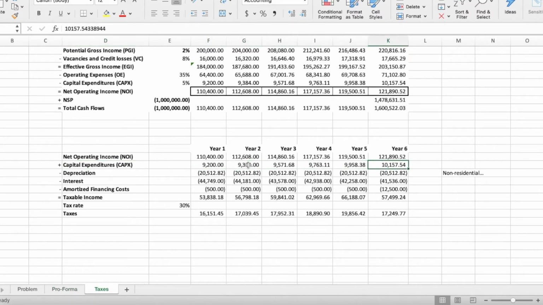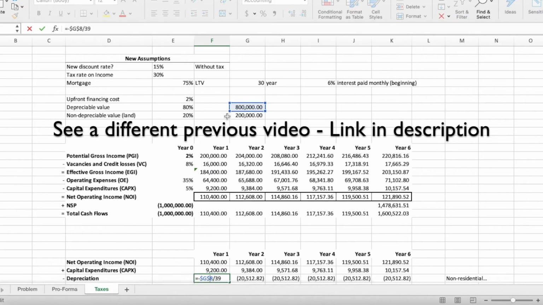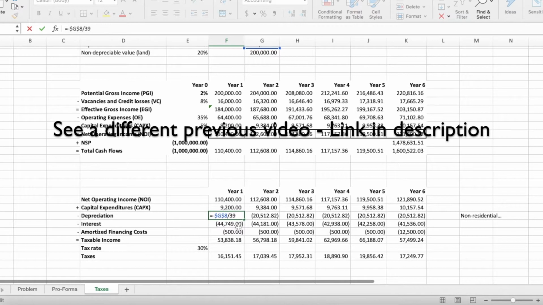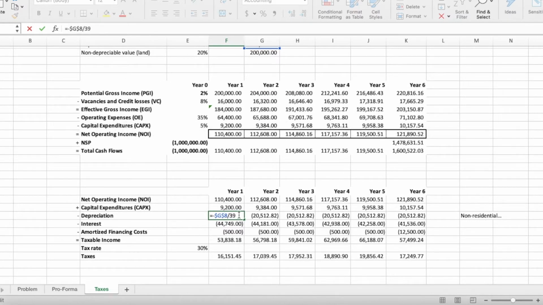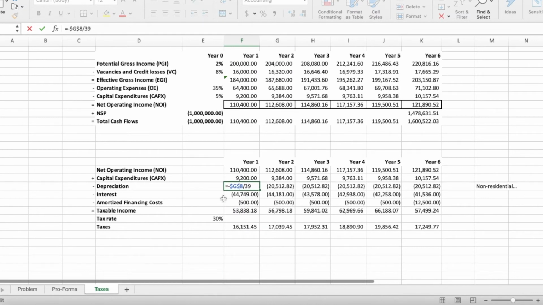Next up, we have to minus depreciation. Since this is an American non-residential mortgage, we will employ the straight line method. With this method, you need to take the total building's value and divide it by 39. That amount will be the depreciation that will be removed every single year. Don't forget to only take the value of the building, not the value of the land.